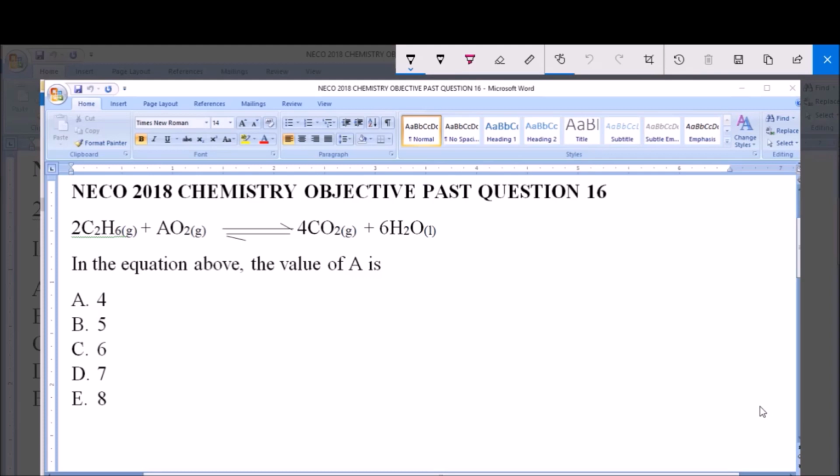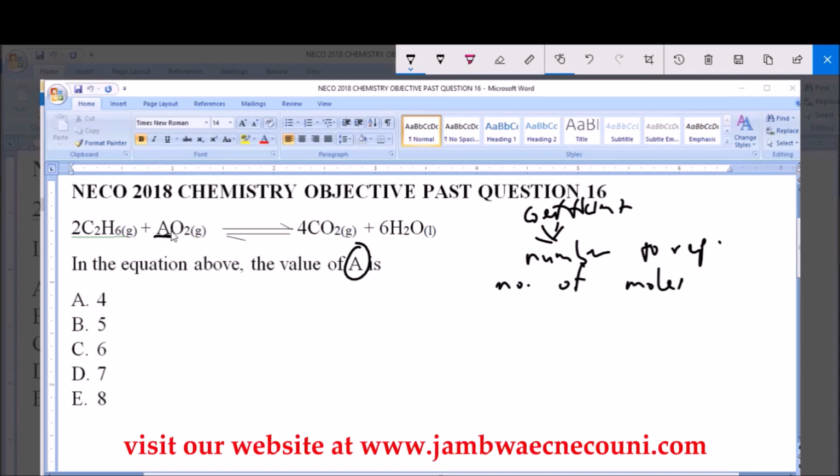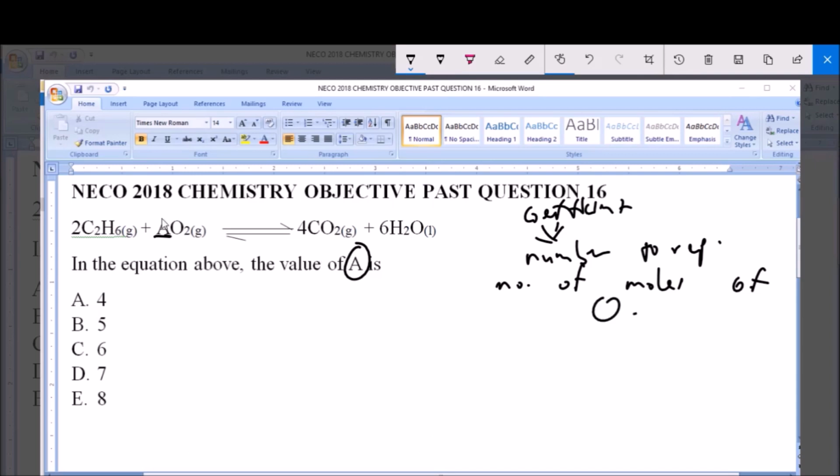So you have this reaction here, and we are asked in the equation above, the value of A, that is this A here: A 4, B 5, C 6, D 7, E 8. So the first idea they have given to you is that this A written here is a coefficient. That is like a number to represent number of moles. So in this case, it is representing the number of moles of oxygen. So you are asked for that value. What is the value of A?